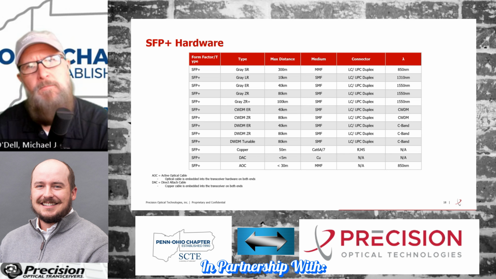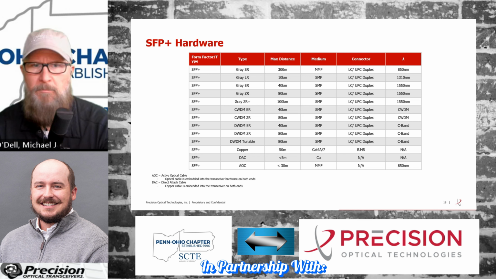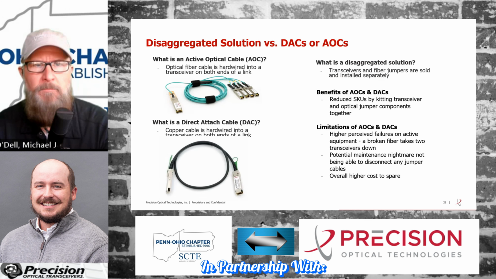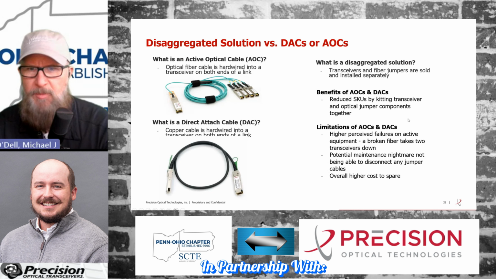I have an entire slide on this. What is an active optical cable? What is a DAC? With an AOC, the optical fiber cable is hardwired into a transceiver on both ends of the link. A DAC is where there's actually a copper cable hardwired into both ends. And I realize the formatting of that photo is cutting off some of the text words there and the DAC description, but I think we get the point.